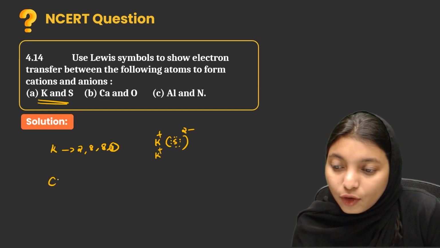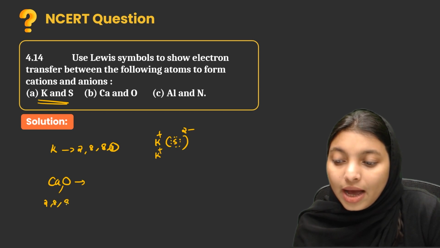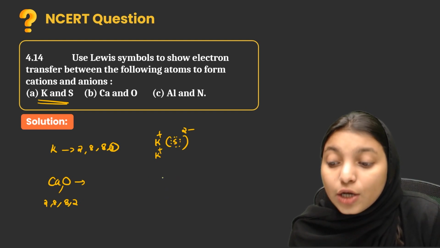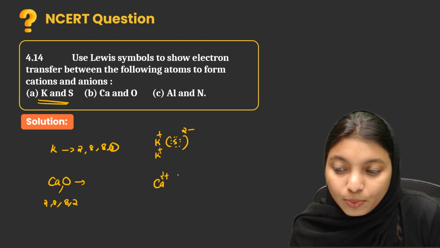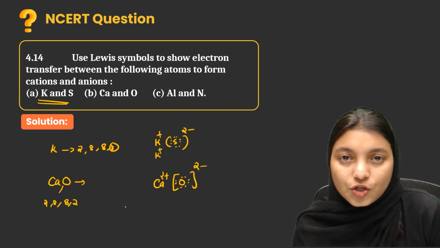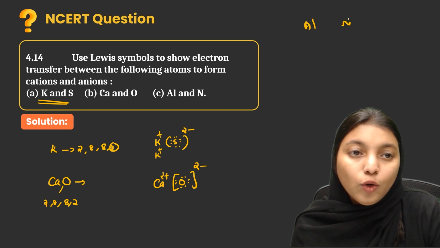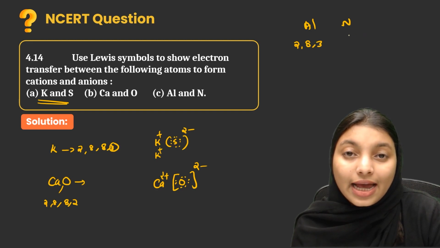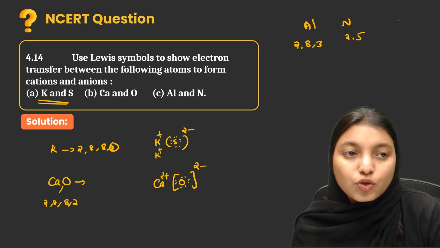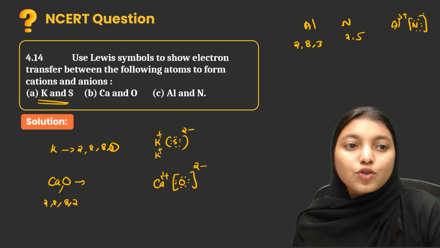And for calcium and oxygen, for calcium we know it is 2, 8, 8, 2, and it will lose its 2 electrons and oxygen will take those 2 electrons. So calcium will form Ca2+, and oxygen will again have 8 electrons with the 2 minus charge. Coming to aluminium and nitrogen: aluminium is 2, 8, 3, and nitrogen is 2, 5. Nitrogen needs 3 more electrons and aluminium will give its 3 electrons. So we can write Al3+, and nitrogen again with 8 electrons with a 3 minus.